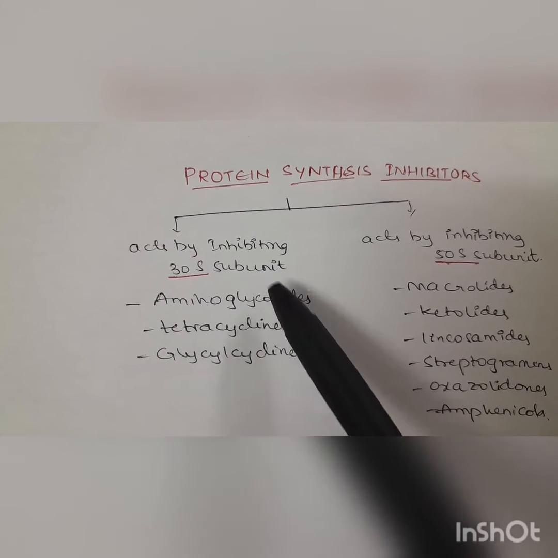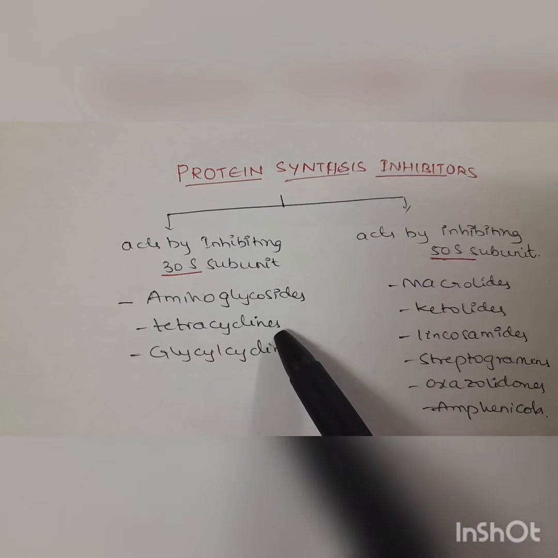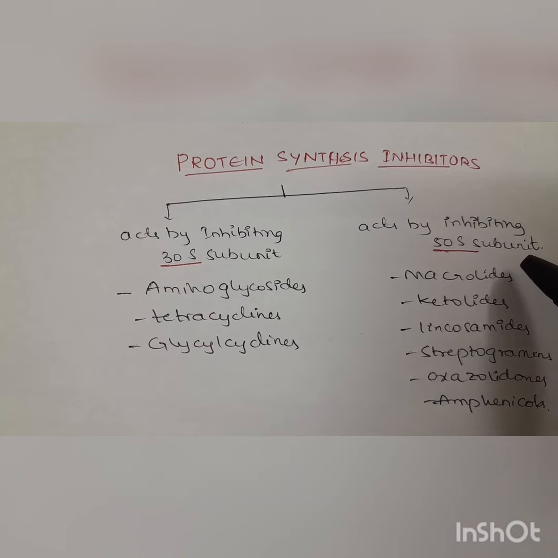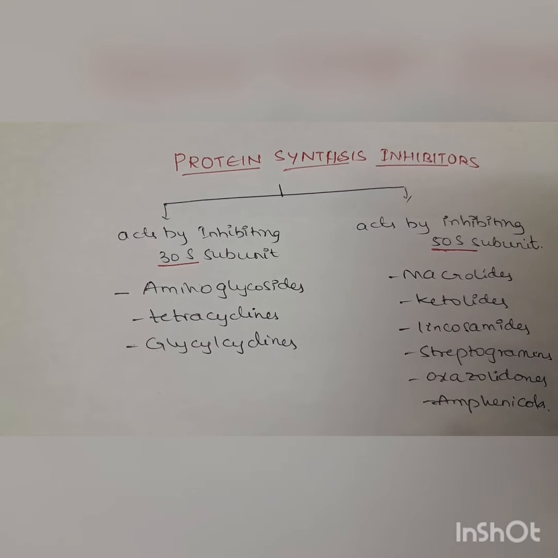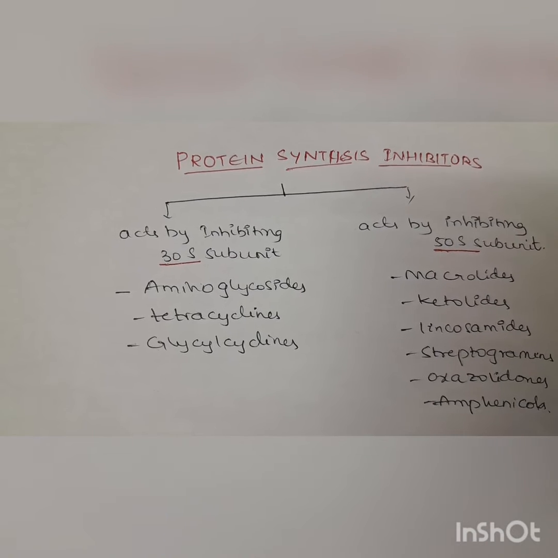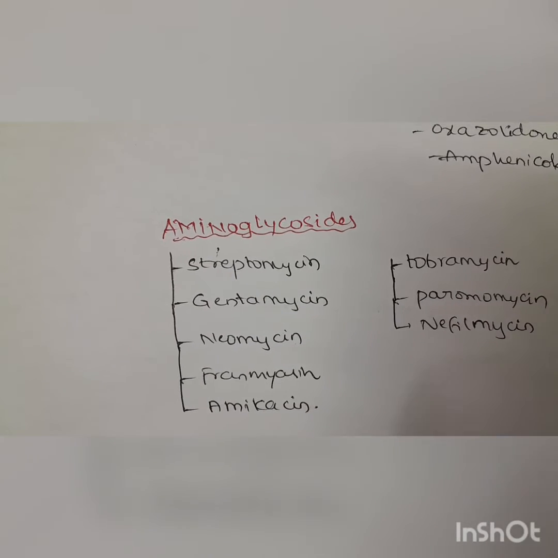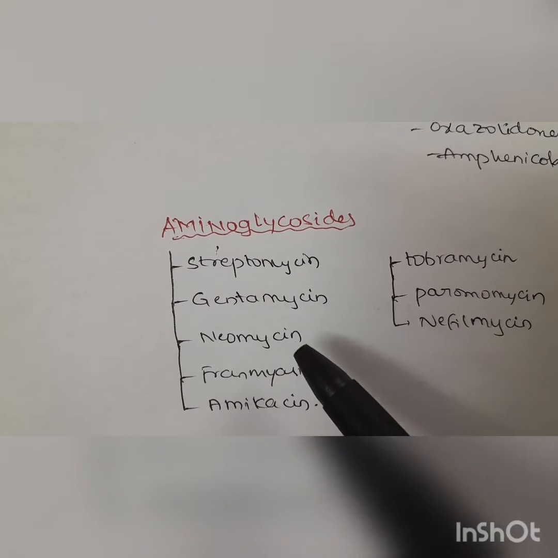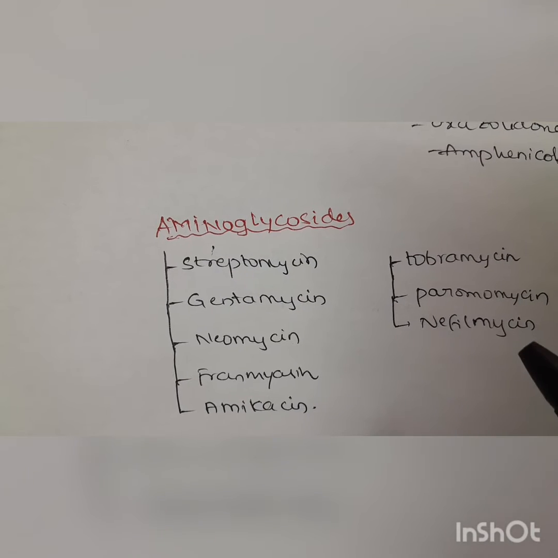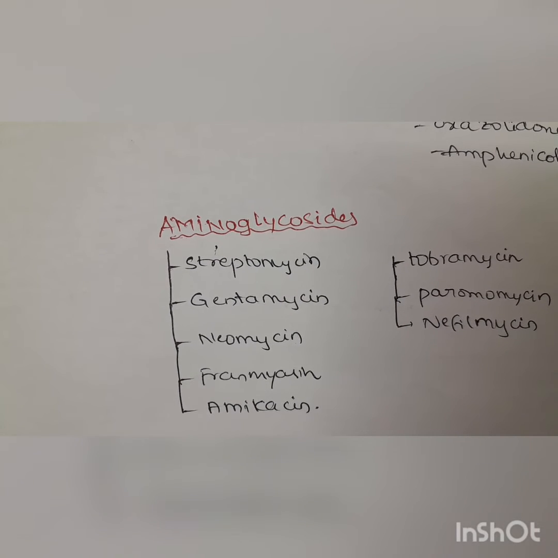Inhibiting the 30S subunit include aminoglycosides, tetracyclines, and glycylcyclines. Inhibiting 50S subunits include macrolides, ketolides, lincosamides, streptogramins, oxazolidinones, and amphenicols. Aminoglycosides include streptomycin, gentamicin, neomycin, kanamycin, amikacin, tobramycin, paromomycin, netilmicin. They have "mycin" in their end.